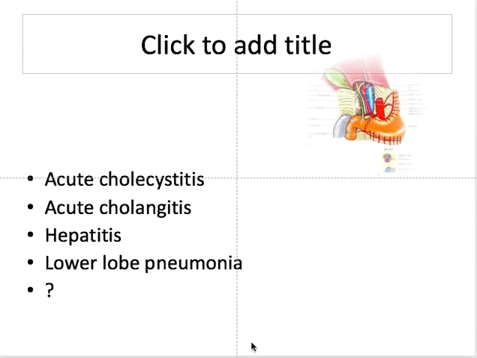Supposing there is no jaundice, which was actually the case in this person I'm discussing, he or she didn't have jaundice. So two possibilities. It could be acute cholecystitis or lower lobe pneumonia. And think for a second, how am I going to distinguish between these two?